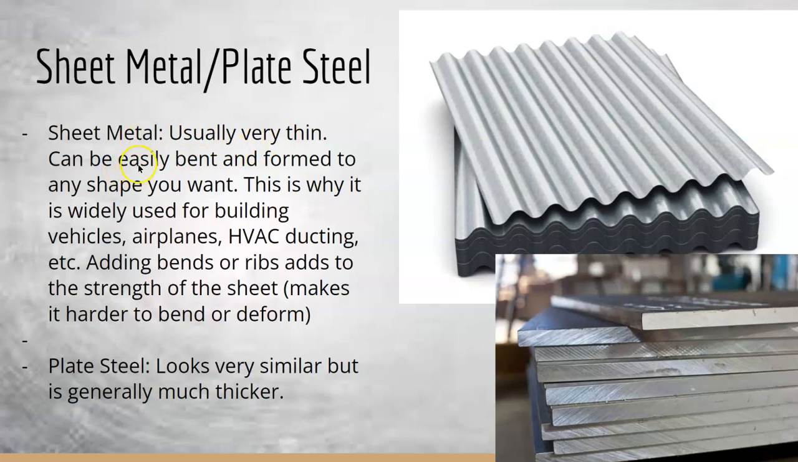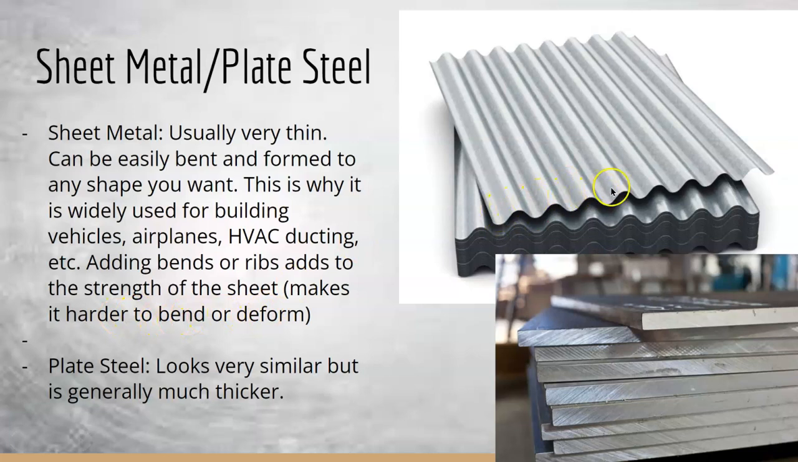Sheet metal is usually very thin. It can be bent and formed in any shape you want. This is why it's widely used for building vehicles and airplanes and HVAC ducting, like the ducting above our head that's keeping the classroom warm, right? Adding bends or ribs adds strength to the sheet and makes it harder to bend or deform.